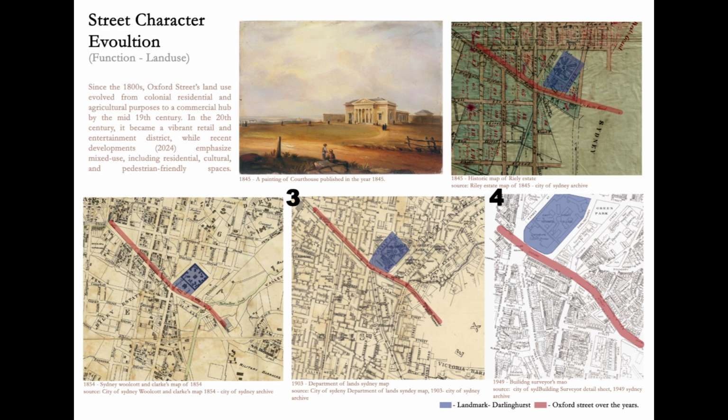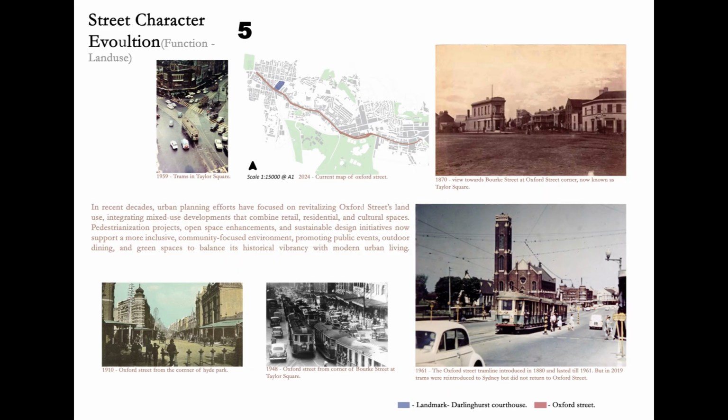In the 1949 map, we could see much more defined lot sizes and increased road width. Now, the current map of Oxford Street shows that the street is focusing on a pedestrian friendly environment, with no more trams on the street, which were stopped by the year 1961. Now the street consists of a maximum number of mixed-use buildings due to urban development, which combines residential, retail, and other cultural spaces. And these are some of the older images of Oxford Street showing its change through the years.